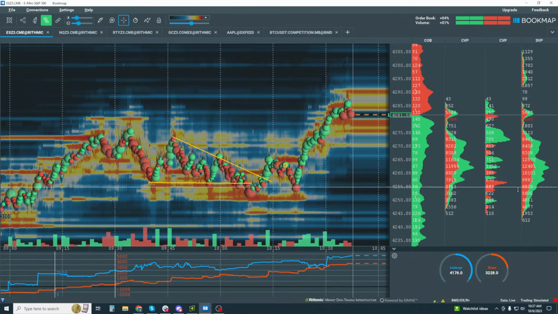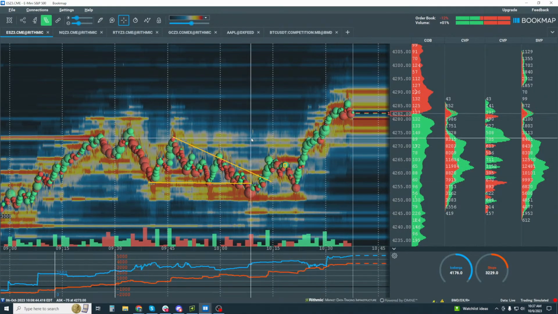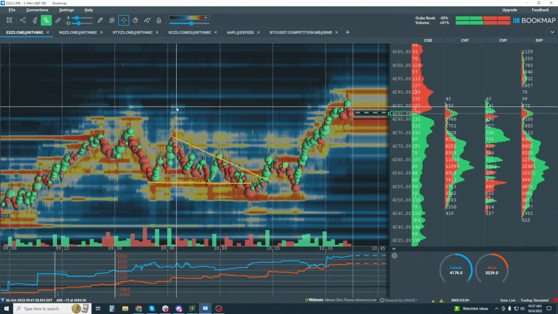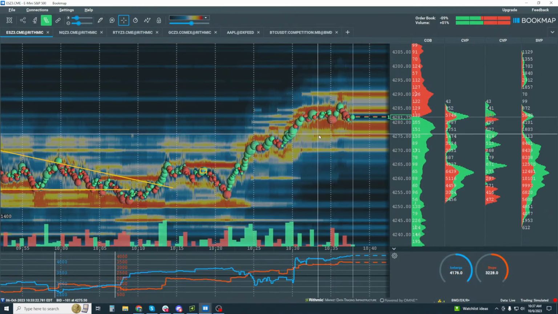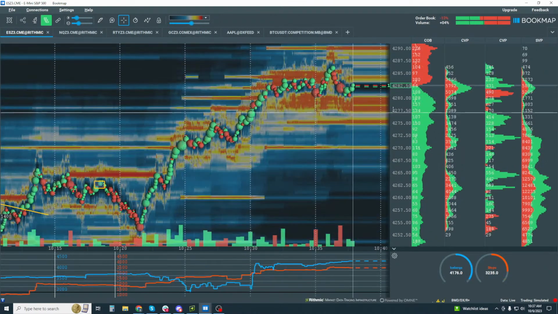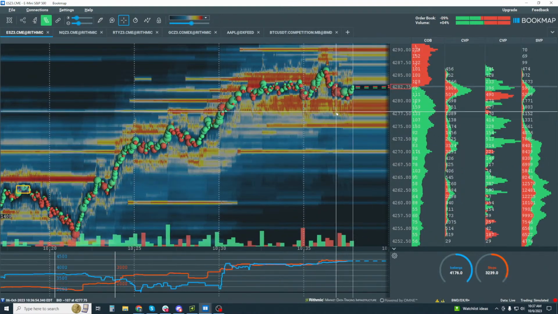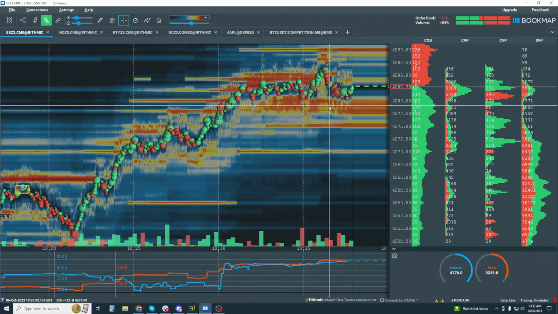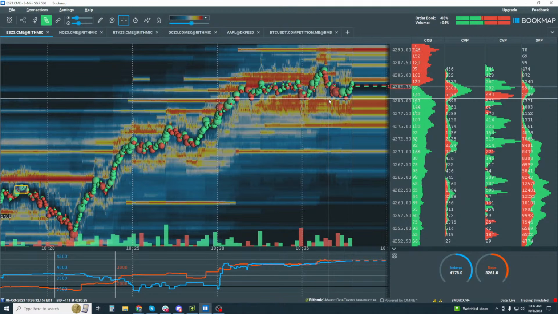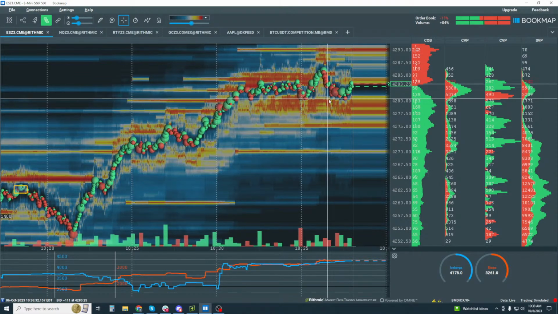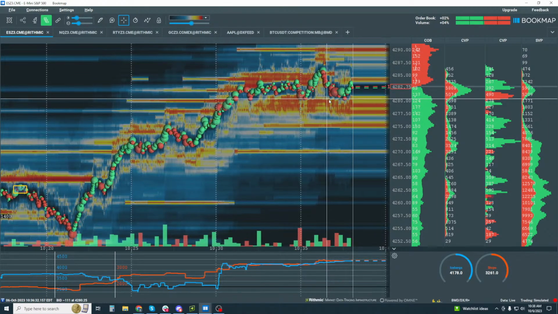Right? So anyway, understanding absorption and exhaustion are really key. Okay, this is something that Bookmap does a really, really exceptional job. So it's this context, that's what we're talking about.